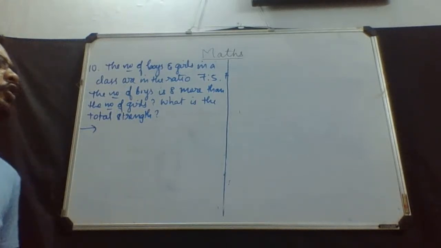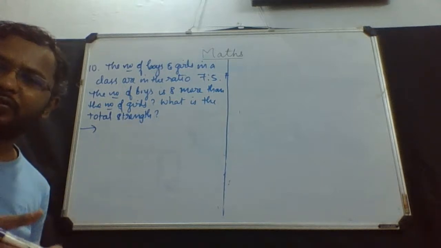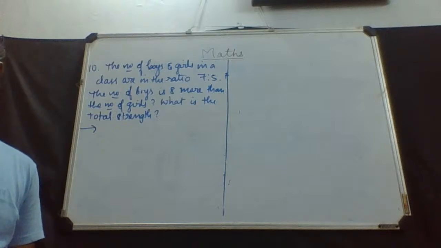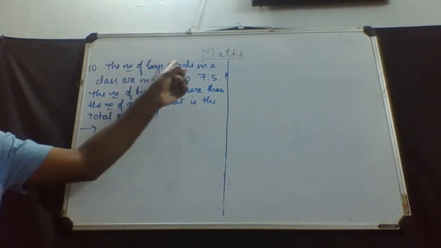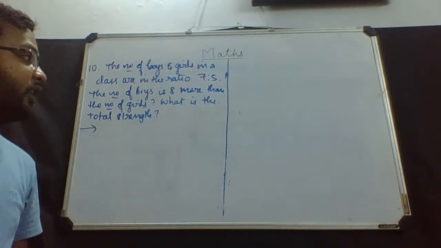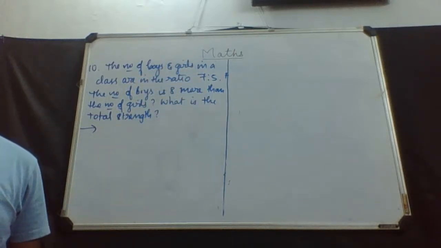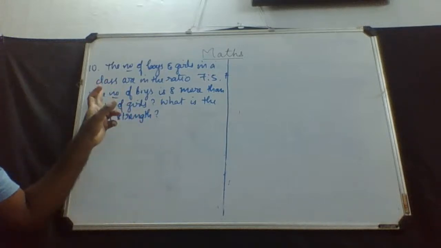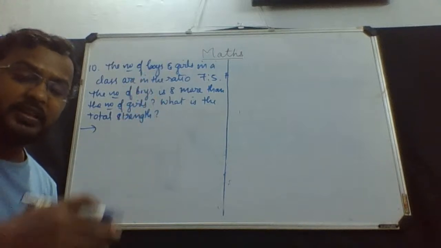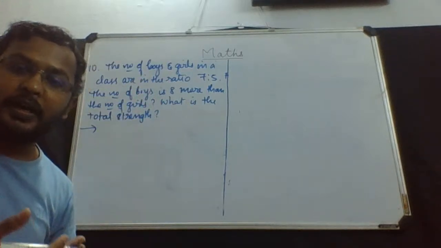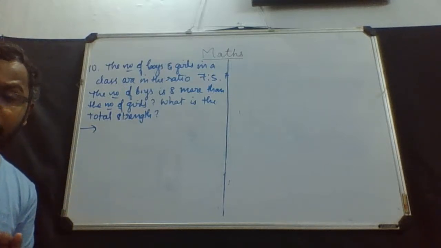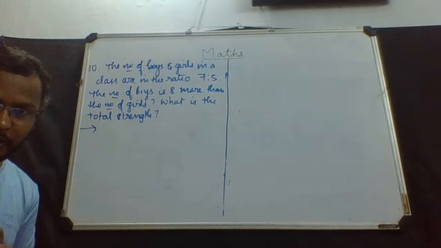Whenever we have any ratio questions, we have to take it as 7x and 5x. Now the number of boys and girls in the class are in the ratio 7 is to 5, so you can take it as 7x and 5x. Now the number of boys is 8 more than the number of girls. That means boys are more here, 8 more than the girls. 8 boys are more. Okay.